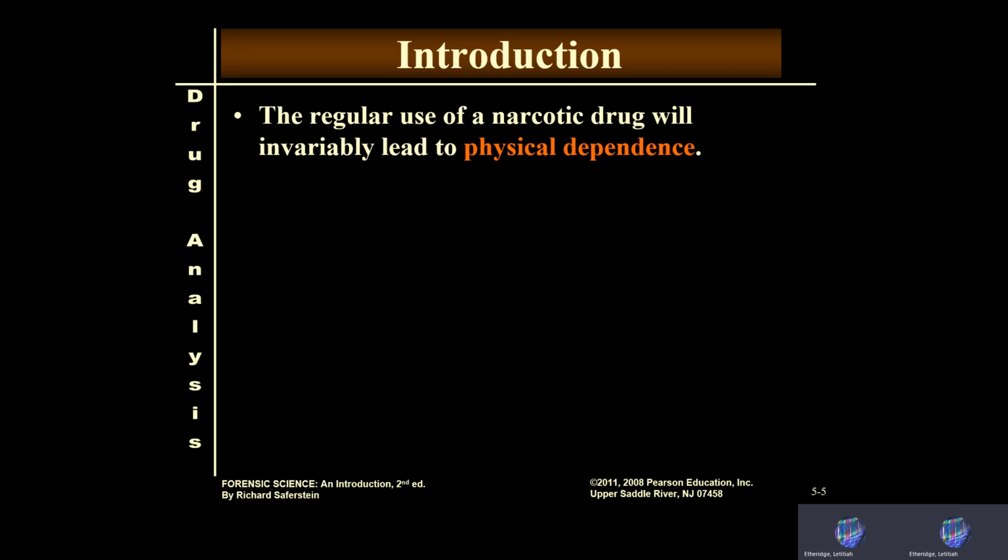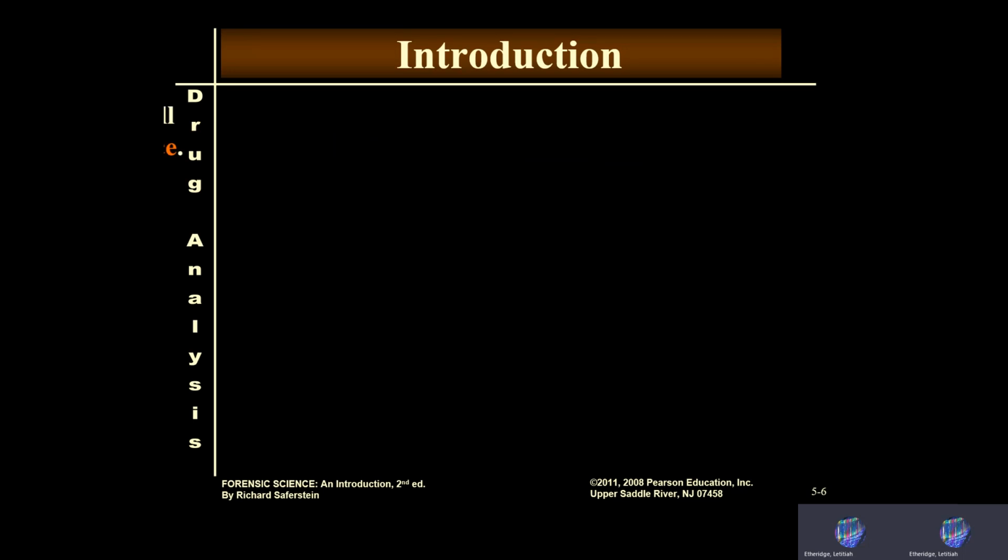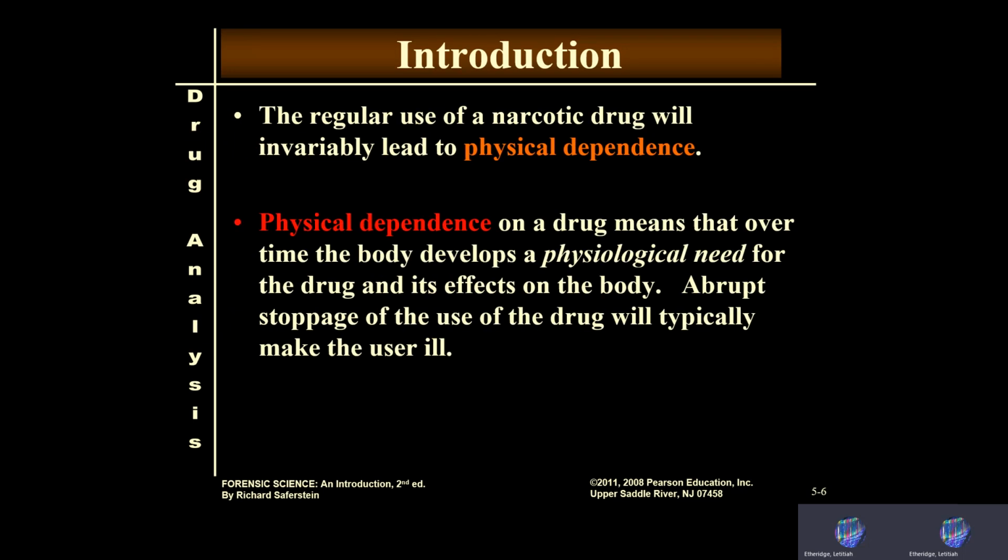Okay, so one thing I want to mention is the regular use of some sort of narcotic drug is going to lead to what we call physical dependency, which is definitely not a good thing. When we talk about what physical dependency on a drug means, is basically over time the body is going to develop a need for that drug, and it's going to be a need that you can't explain. Okay, you just want it. And if you were to stop using the drug abruptly, it will make you ill. Okay, essentially you're going to go through withdrawal.